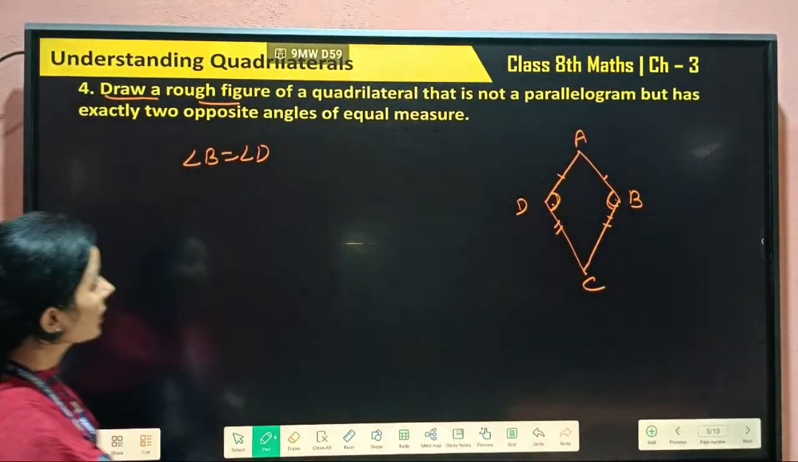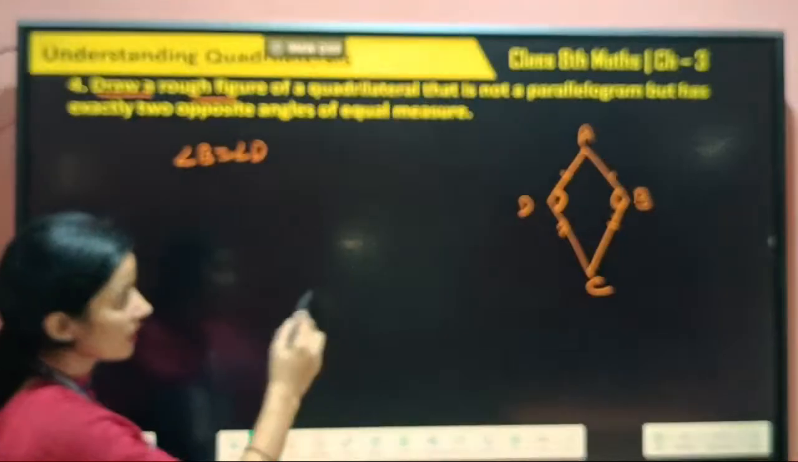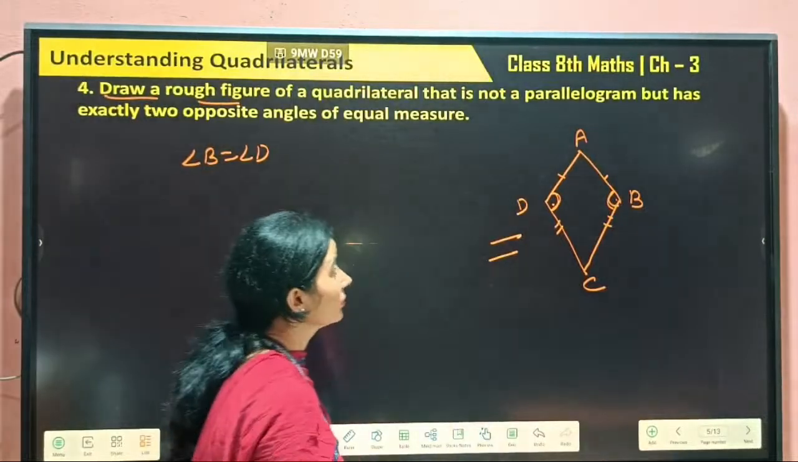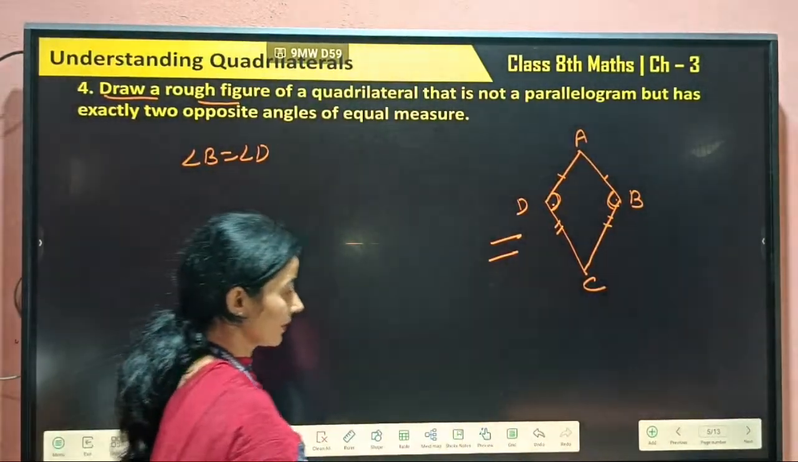In this, angle D is equal to angle B, and this ABCD is a kite. It is not a parallelogram. So this will be the example of such a quadrilateral. Next question.